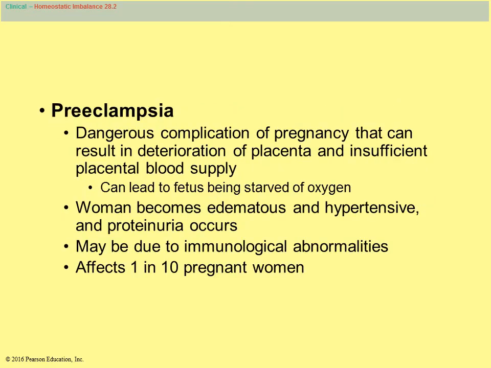Preeclampsia is a complication of pregnancy that some women have, where it can lead to deterioration of the placenta and where it ends up having insufficient blood supply, therefore not supplying the developing fetus with enough nutrients or enough oxygen. Usually what will happen with preeclampsia, the woman becomes hypertensive, which is high blood pressure. She may have swelling. This does affect about 1 in 10 of pregnant women.